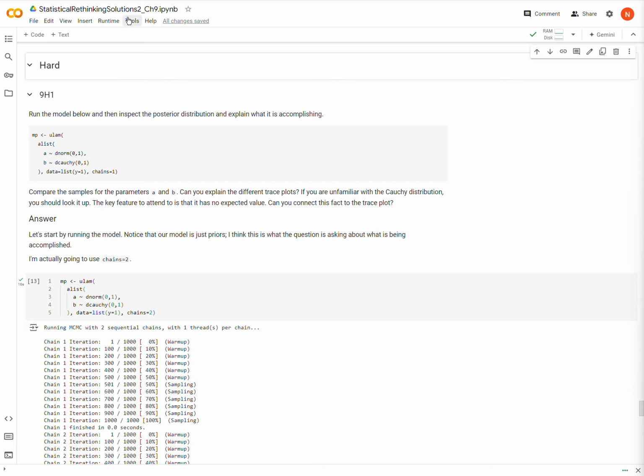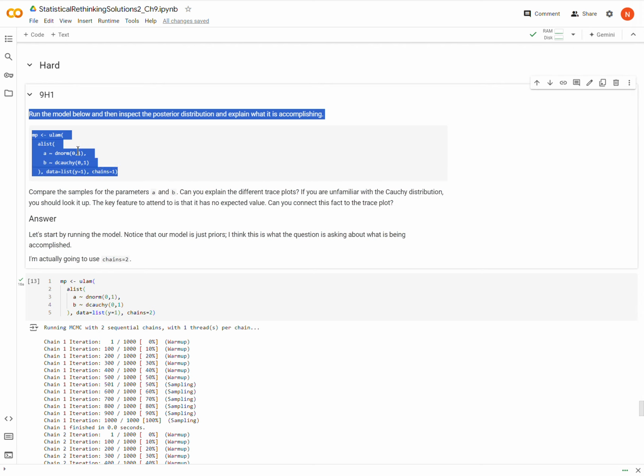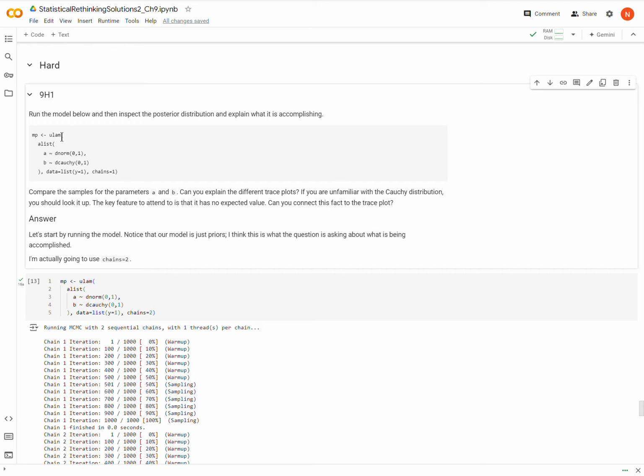Okay, so we are in Statistical Rethinking, second edition. We're in chapter 9 and we're just starting the hard questions. So we're on question 9H1. We are supposed to run this model with the rethinking package, and then compare samples for A, which is a normal distribution, and B, which is a Cauchy distribution, I believe is how you say it, or Cauchy.